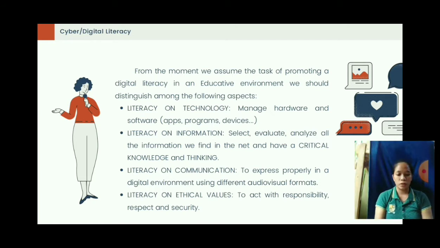Literacy on technology is the ability of individuals, working independently and with others, to responsibly, appropriately, and effectively use technology tools to access, manage, integrate, evaluate, create, and communicate information.